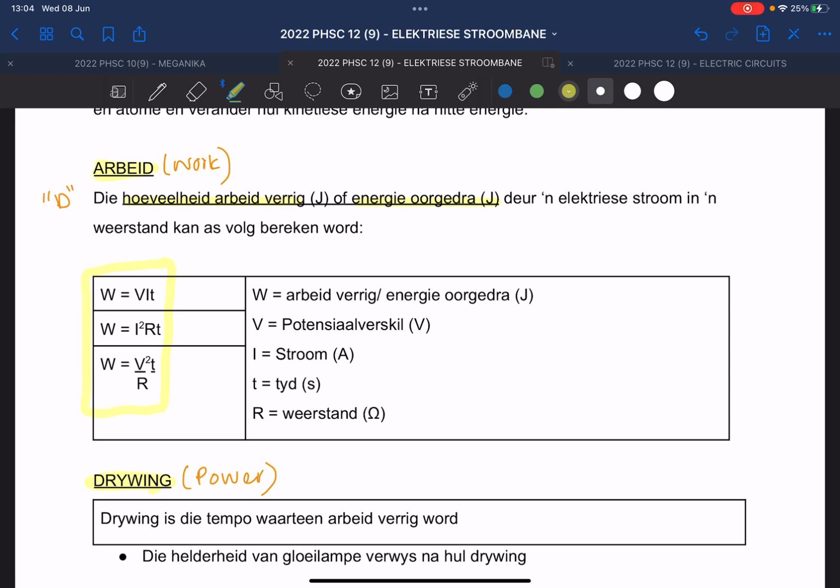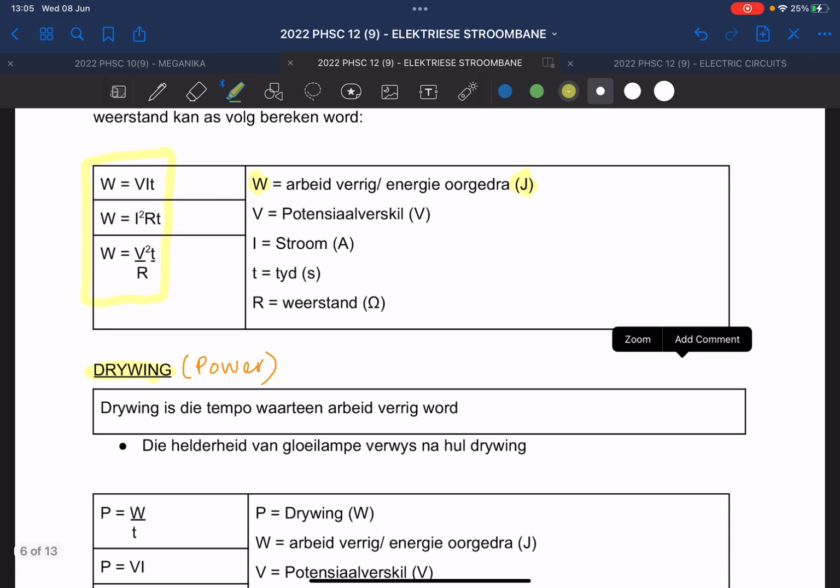Dis nie 'n moeilike vraag hierdie nie. Okay, the difficult part is just to put in your correct values. So what is W there is the work in joules, arbeid in joules. V is potential difference, I is current, t is tyd, R is weerstand.